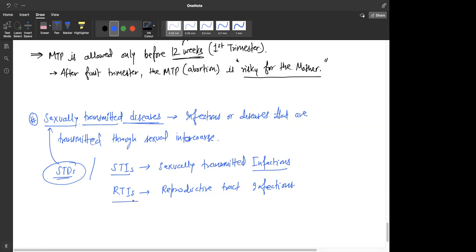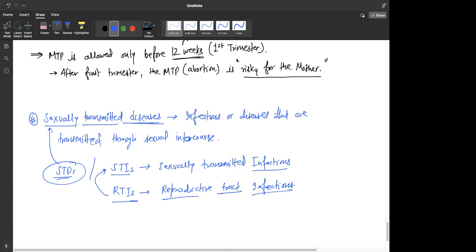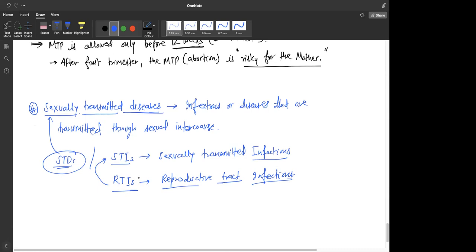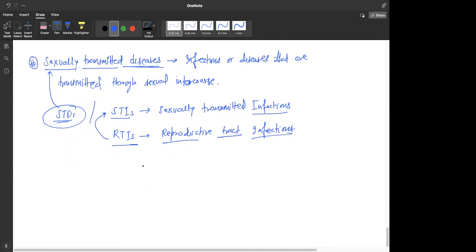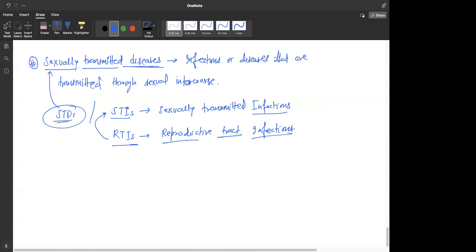So all RTIs, all reproductive tract infections, of course, because they are happening in the reproductive tract, in the reproductive system, they are a type of sexually transmitted infections, right? All RTIs are STIs, or all RTIs are STDs. They are diseases of the reproductive tract. But all STDs are not RTIs. You understand? That is clear? So can we take the example of hepatitis B? Exactly. Hepatitis B is a sexually transmitted disease, but it is not a reproductive tract infection. Okay. Very good.